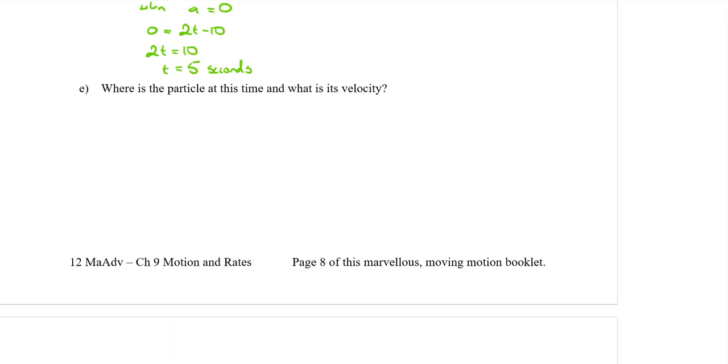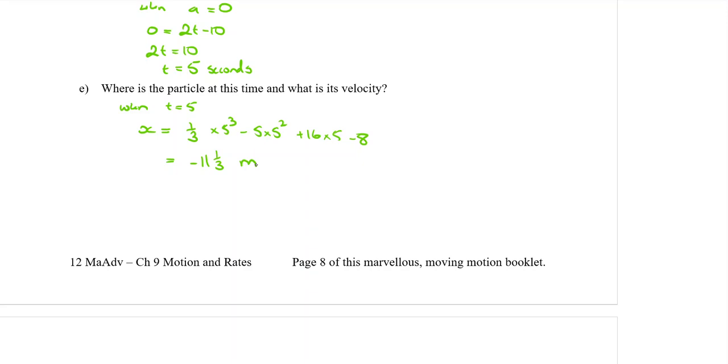E, where is the particle at this time? When I say where, what is that talking about? Acceleration, velocity, displacement. Displacement. I want to know the displacement when time is equal to 5. Back to my displacement equation, the one with the 1/3. 5 cubed minus 5 times 5 squared plus 16 times 5 minus 8. And that's -11 1/3 metres. All right, so the question was, where is the particle? It is -11 1/3 metres from the origin.